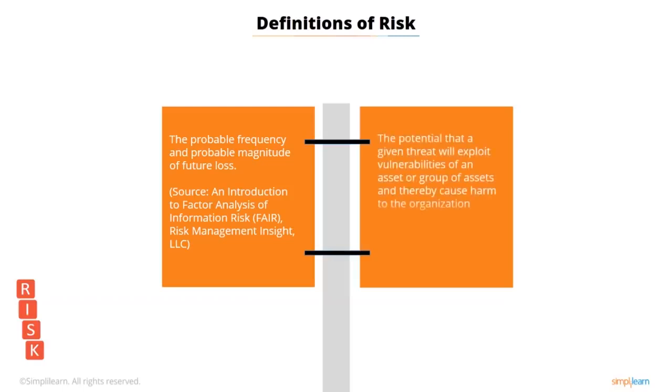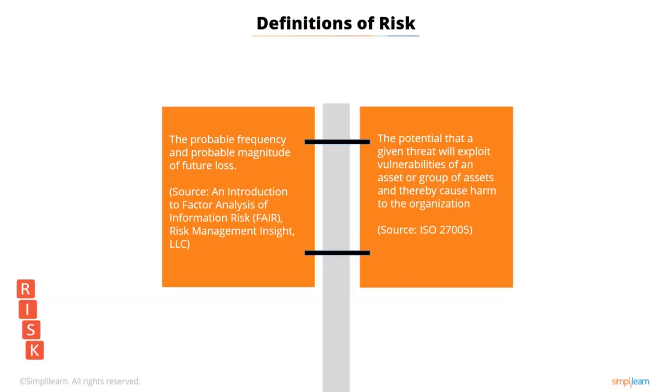The second definition, the potential that a given threat will exploit vulnerabilities of an asset or group of assets and cause harm to the organization. Now this comes from the standard ISO 27005, which you're definitely going to see on the CISA exam. Not just this definition, but you'll see more about the standard, and we'll revisit it in future lessons. Definitely be familiar with ISO 27005.